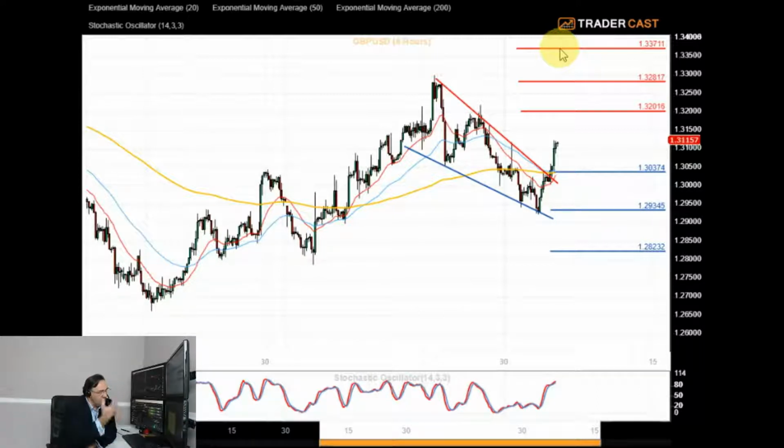1.34. Alternatively, a swift return lower from the current levels and a dip and a close below 1.3050, 1.30 would negate this intraday bullishness and target deeper downside support towards 1.2935, which is signified by this current low. Loss of that level could open up the way for a deeper retracement towards 1.2820, 1.28 support level.